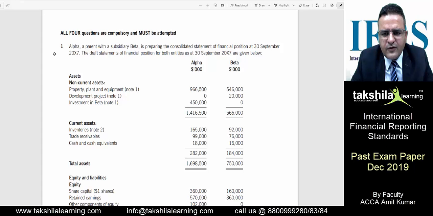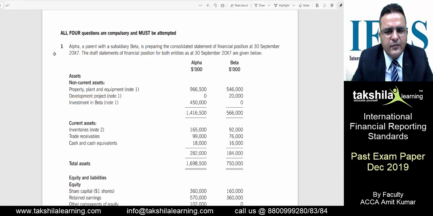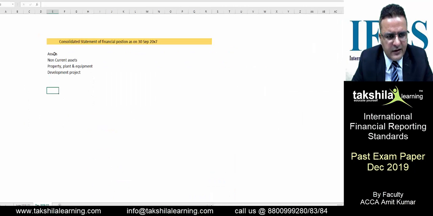Development project in Alpha's books is 0, in Beta's books it is 20,000 at the end of the period. So we'll need to include any fair value adjustments if there are any. So we'll include the development project. Investment in Beta will be replaced with goodwill if there is positive goodwill, else it will form part of P&L. We'll have a look at it. This investment in Beta will not be included. We'll leave some space.